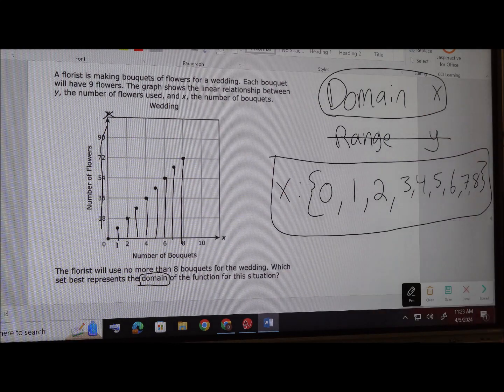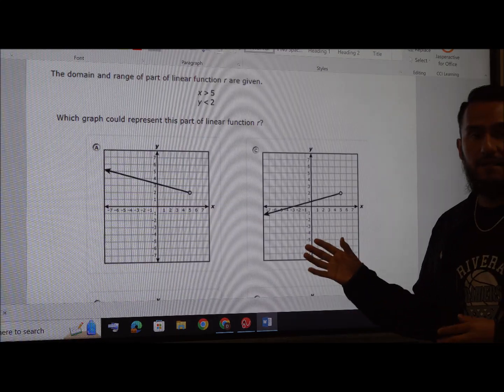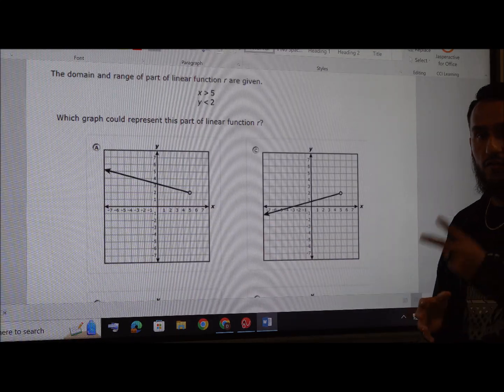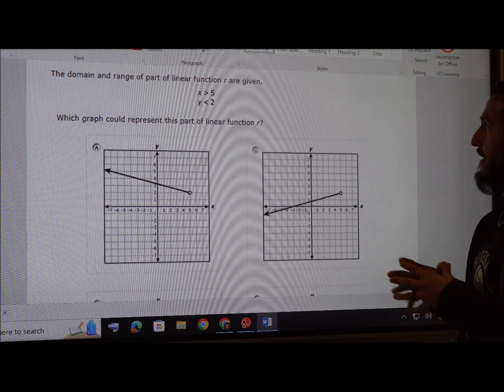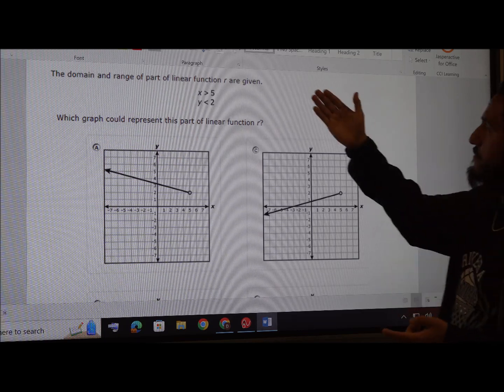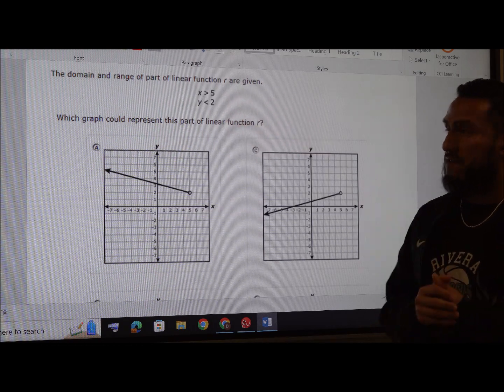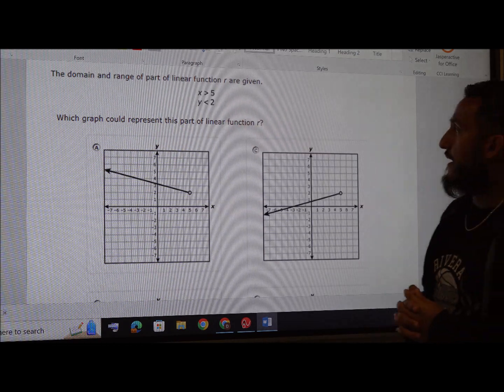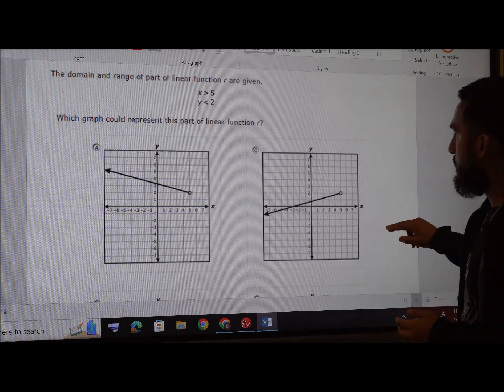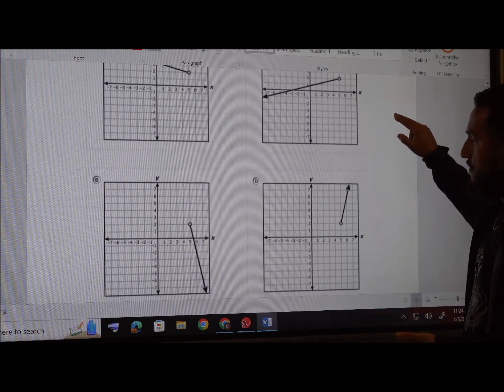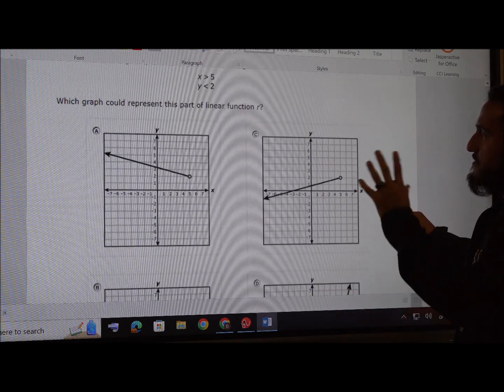Just the x values. If you take a look at this example, guys, they're asking you about domain and range. So they're asking you for both things. And not only are they asking you for both things, they're giving you an inequality problem, okay? Which the TEKS covers all this. And if you look at the answer choices, they're showing you the graphs. And graphs are nice because you can actually see what's going on here.